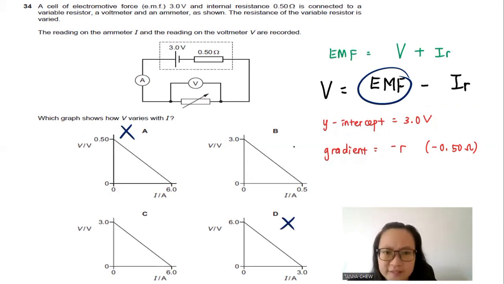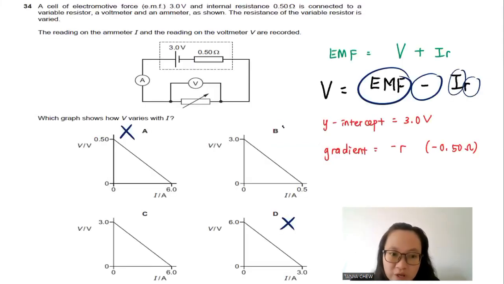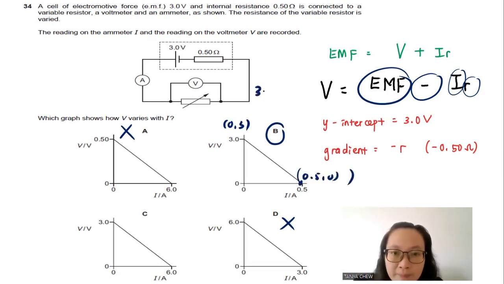And after that, you could see that the x-axis is I, right? So the gradient of the graph must be negative r. So the gradient of the graph must be negative 0.5 ohm. So only B will give you negative 0.5 ohm? You know how I do it? Y2 minus Y1 over X2 minus X1. So 0, 3, and 0.5, 0. So for B, 3 minus 0 over 0 minus 0.5.